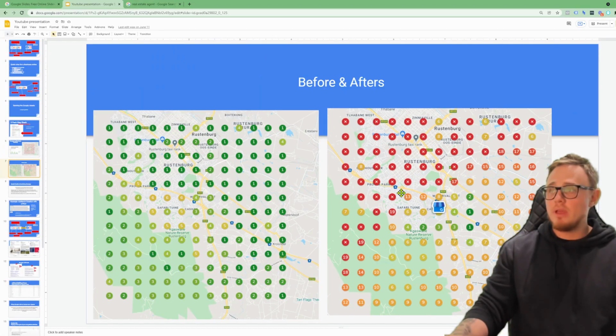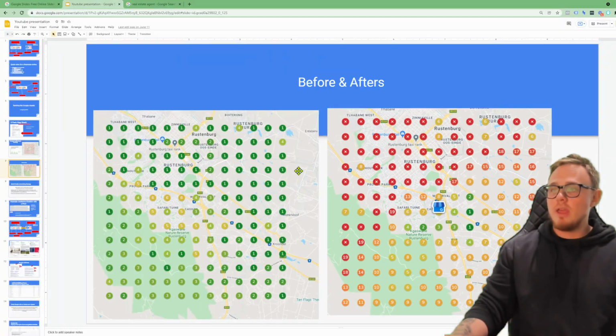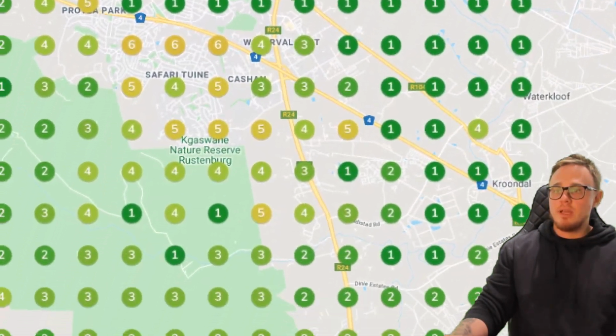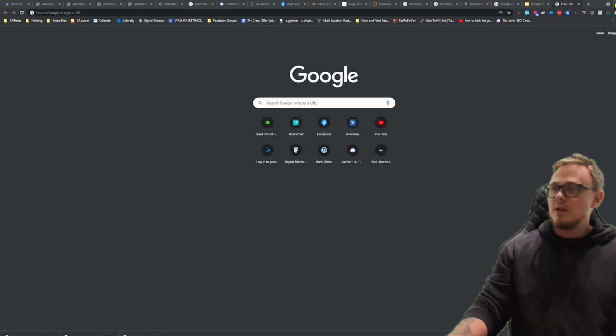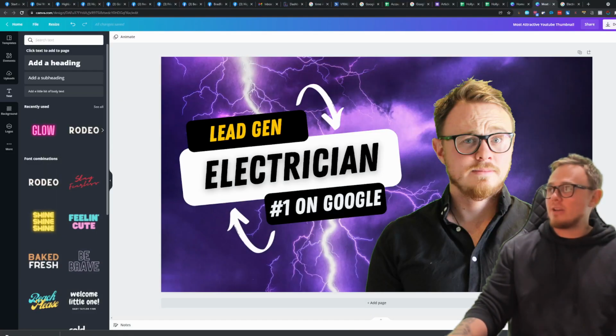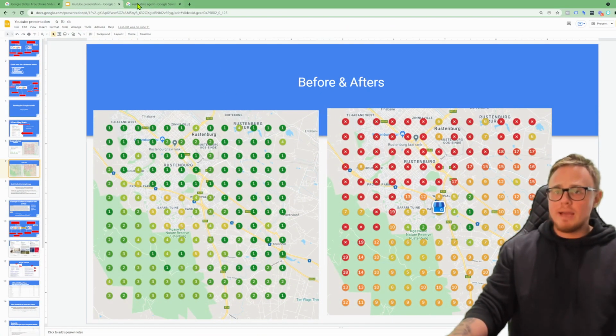And this is kind of a case study of mine where you can see before they were nowhere to be found, and then after they are covering the whole area over there. Very, very powerful. So that is that for Google My Business and SEO. Basically, you want to get that ranking really quickly. That's the ideal, as I was saying.